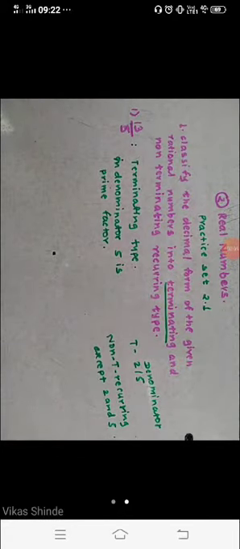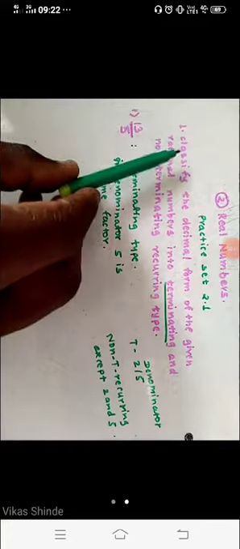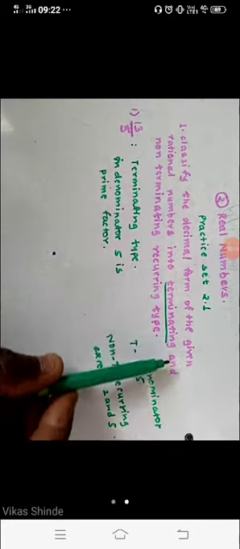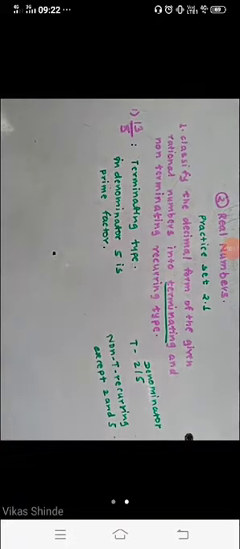In this video today we are going to study real numbers, practice set 2.1. Question number 1 is here. Look students, classify the decimal form of the given rational numbers into terminating and non-terminating recurring type.